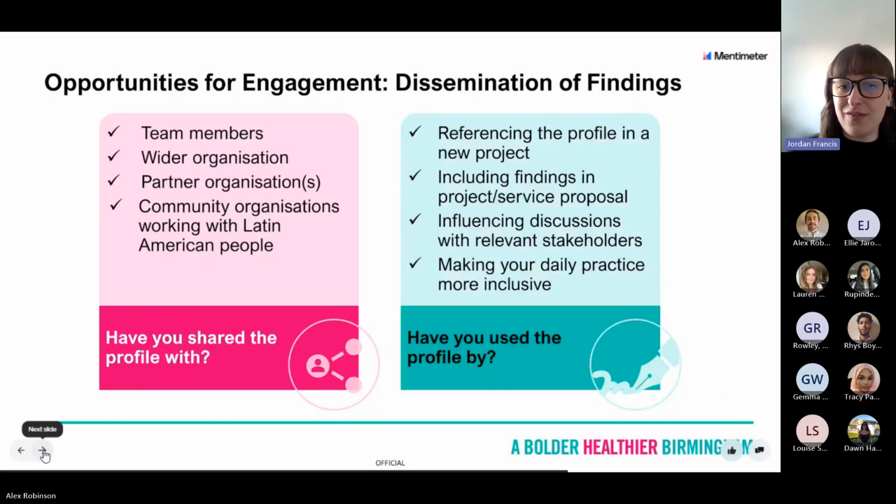And if you don't have that kind of influencing power or work on projects on a large scale, you can just use that knowledge to make your daily practice more inclusive by understanding what the population needs might be and some of the main barriers faced by the Latin American population in Birmingham and nationally.